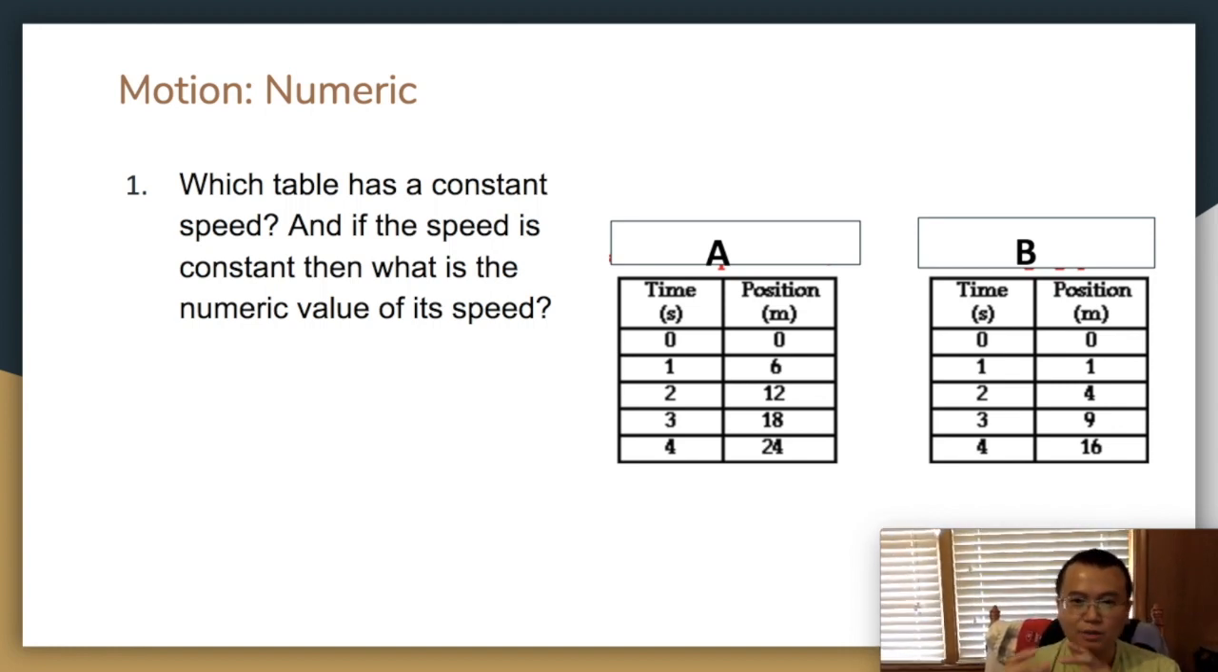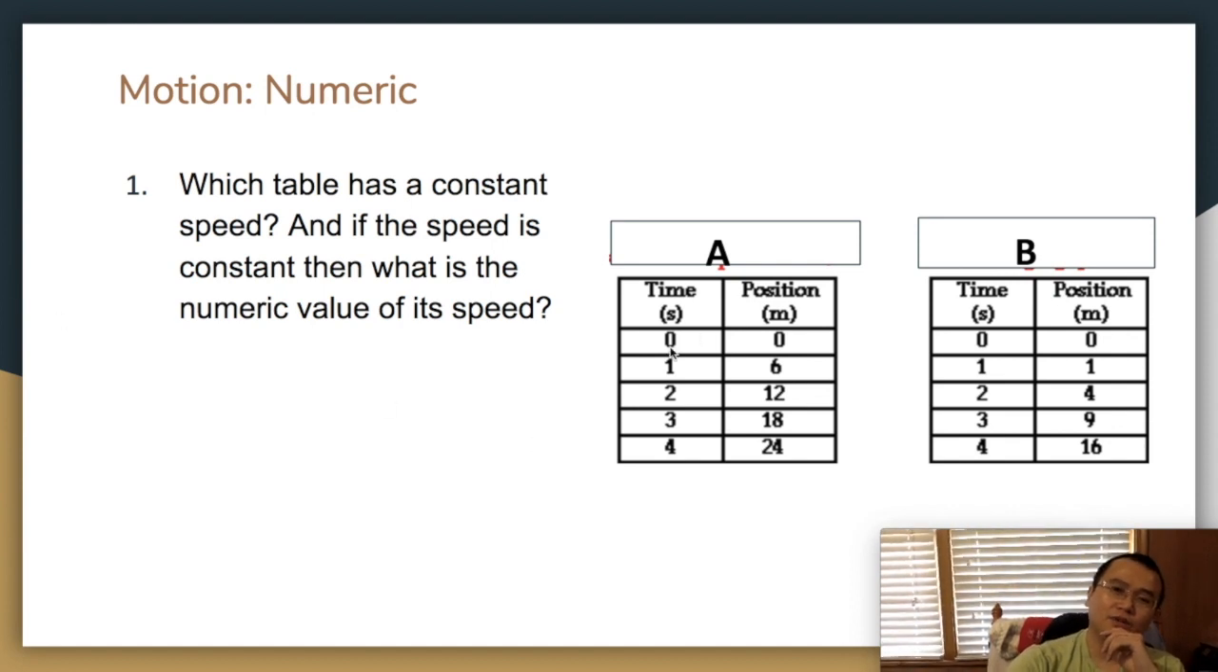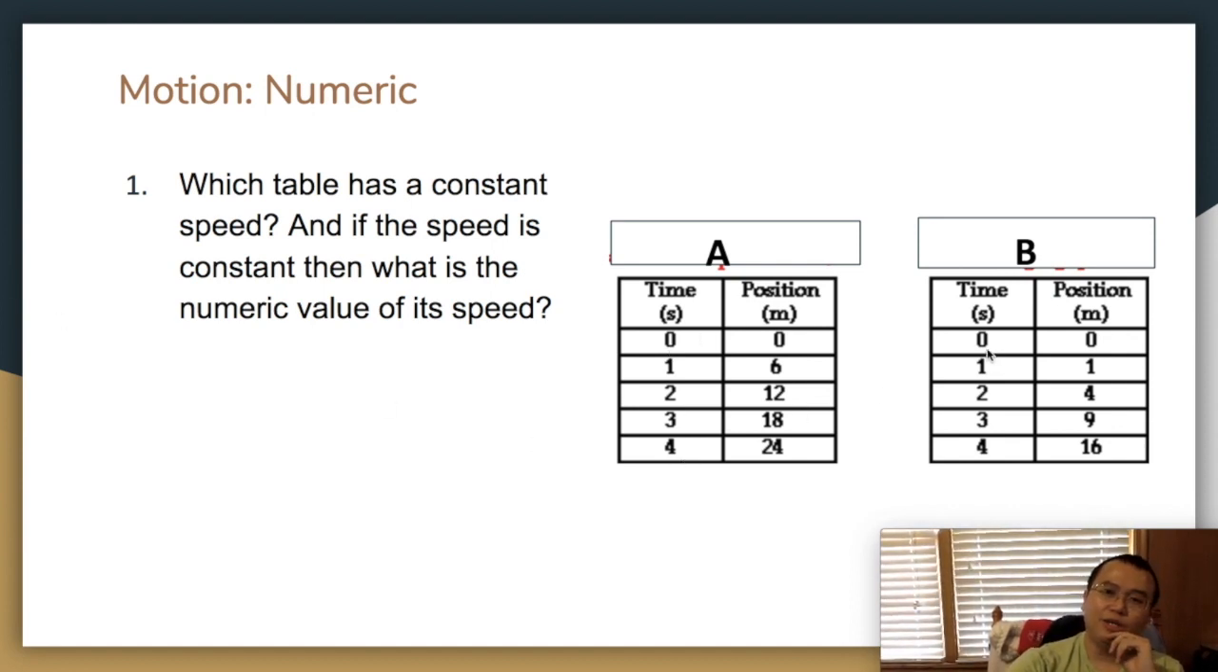So we look at these two tables. There's table A, with times from 0 to 4 seconds, and table B also from 0 to 4 seconds. In table A, it seems like the position is changing from 0, 6 meters, 12, 18, 24. So it goes up by 6 every single time. So here, the speed is constant. But over here, 0, 1, 4, 9, 16, which means the distance keeps increasing, not in a constant manner, but more like exponential. So A is the answer.